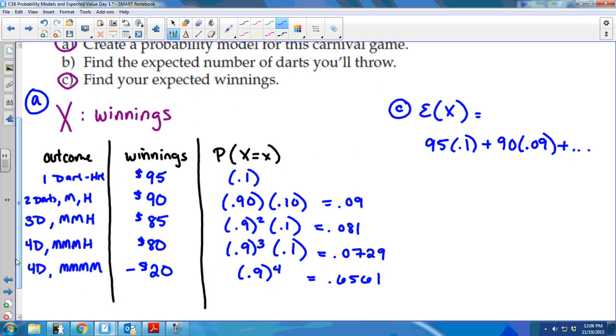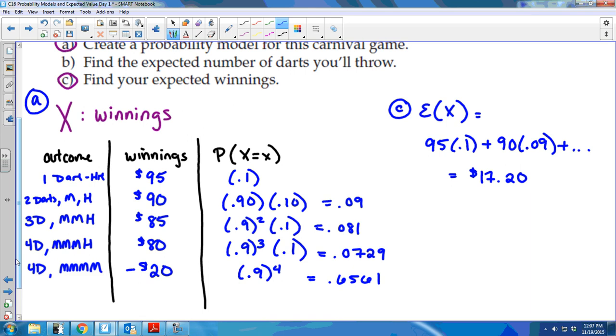Multiply all of the outcomes times the probabilities and add them all together. You end up getting an expected value of $17.20. So your expected winnings are $17.20. If you look at your model, you could win 95, 90, 85, 80, or negative 20, right? So 17.20 is closer to negative 20. This is totally personal opinion, so maybe you want to play, maybe you don't, up to you. You knew going into it you only had a 10% chance of hitting any of the balloons. Just saying.